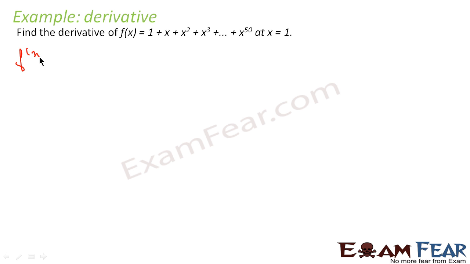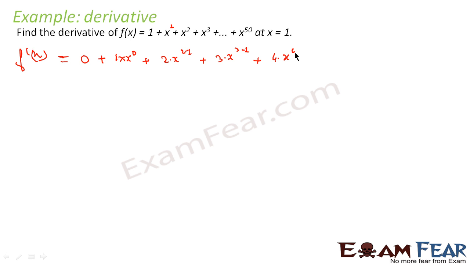So first let's find f dash of x. Then we will put x equal to 1 in f dash of x. For constant value, if you differentiate, this becomes 0. For x, this was x to the power 1. So this becomes 1 into x to the power 1 minus 1, this is 0. Plus x square, this becomes 2 into x to the power 2 minus 1. Correct? 2 will come down. Plus x cube, this becomes 3 into x to the power 3 minus 1.